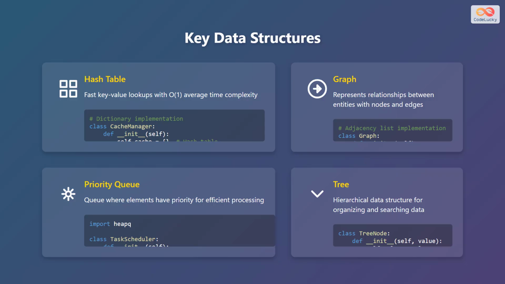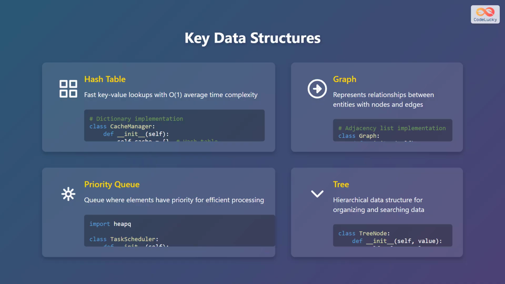Second, the graph, which represents relationships between entities with nodes and edges. Here is an adjacency list implementation in Python. We create a class Graph that initializes a graph. Then we define an addEdge function that takes in 2 values, u and v. If u is not in the graph, then we initialize an empty list in the graph for the particular key.